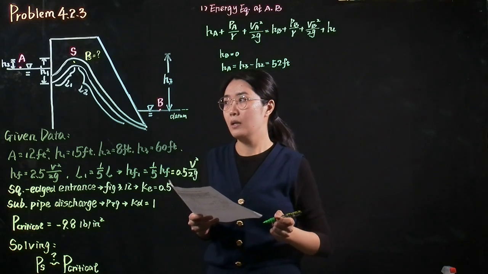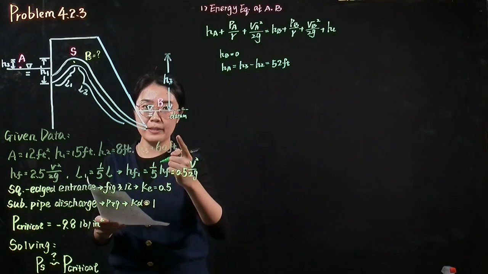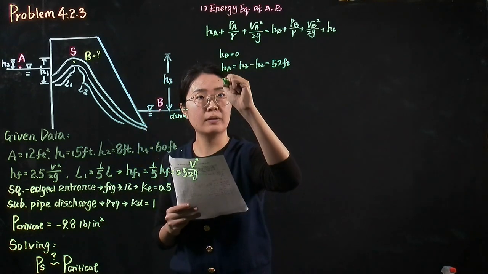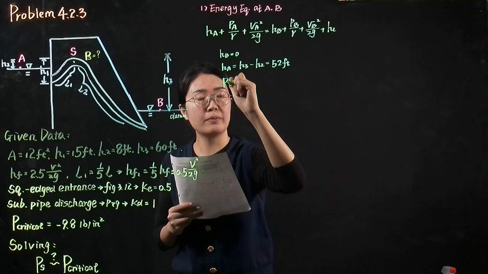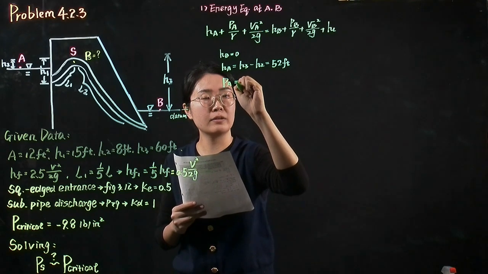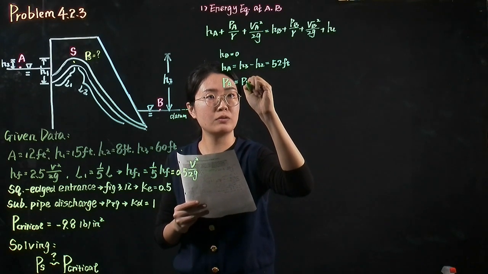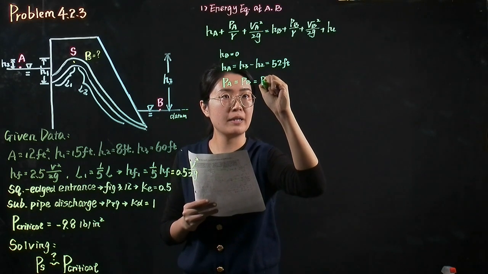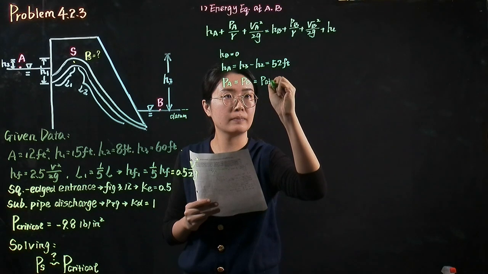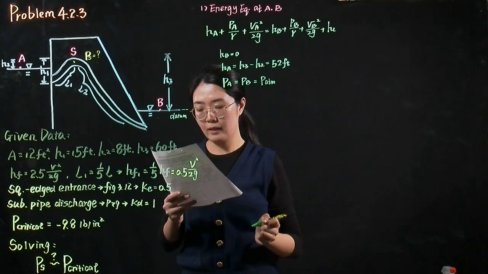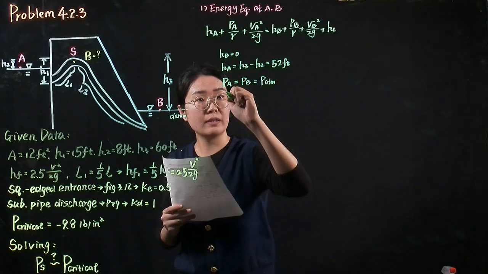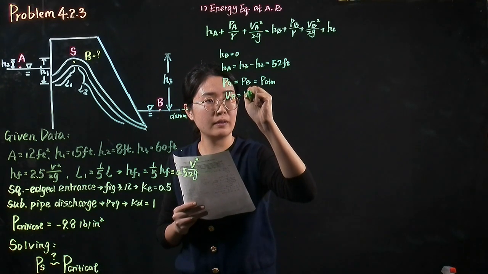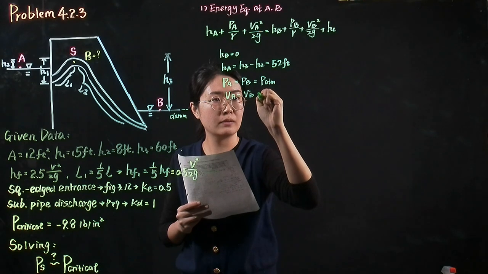And because point A and point B are both on the free surface, the pressure at these points is equal to atmospheric pressure. And we assume that the velocity at these 2 points is close to 0.